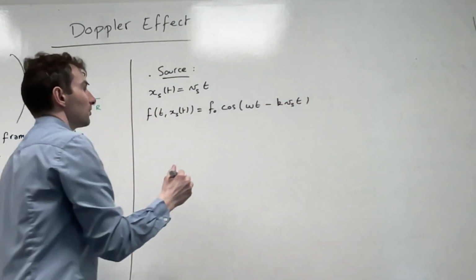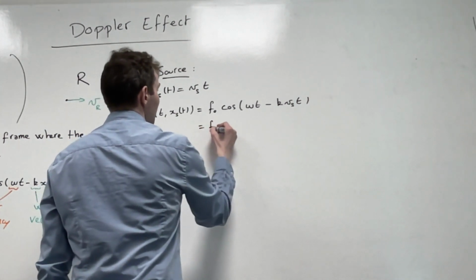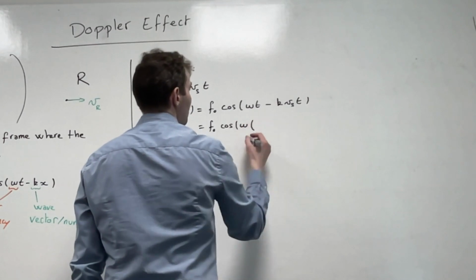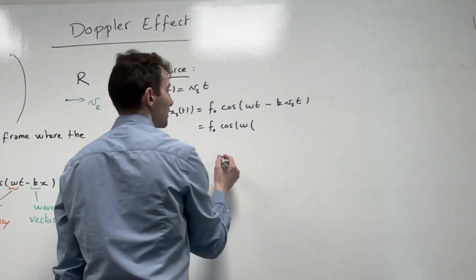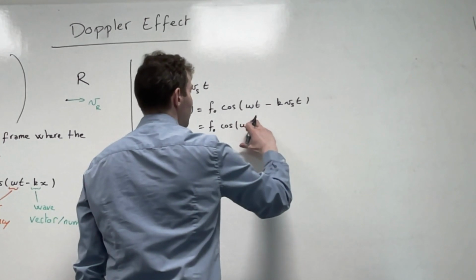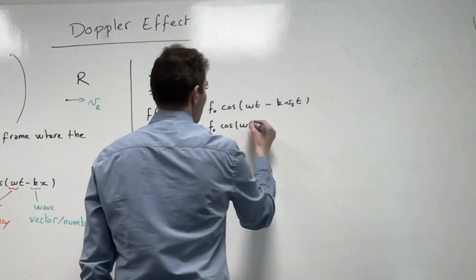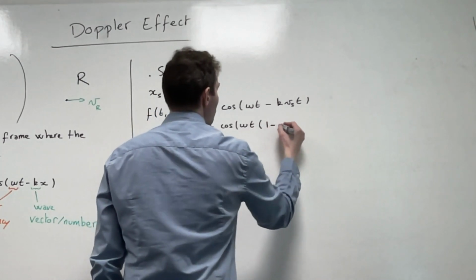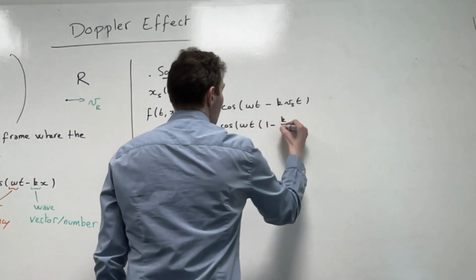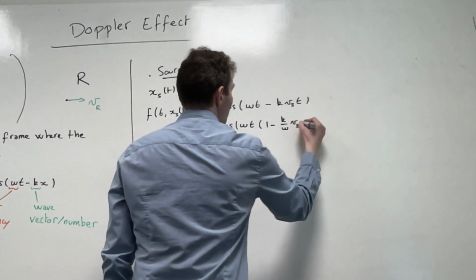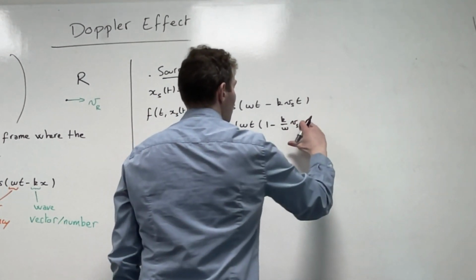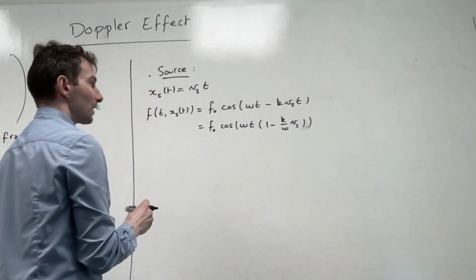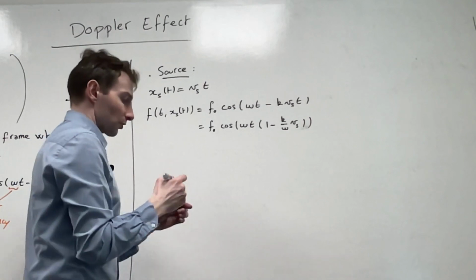Now if I factorize these things, I get cosine, and I factorize by omega t. So omega t, and then I've got 1 minus k over omega, then v_s. But that's the crucial thing.